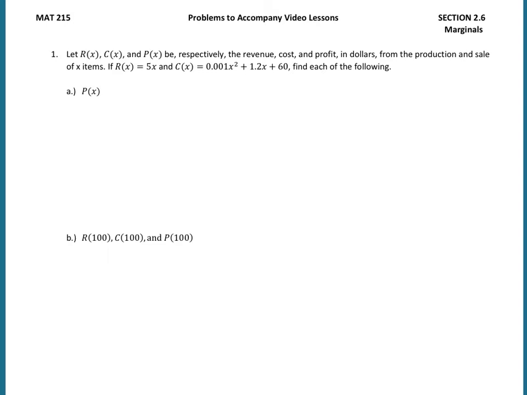Now recall that we can find the profit function by taking the revenue function, R of x, and subtracting from that the cost. So profit is calculated by taking revenue and subtracting off the cost. So here we have the revenue function, which is 5x, and we're going to subtract from that the cost function. So we're subtracting off 0.001x squared plus 1.2x plus 60.